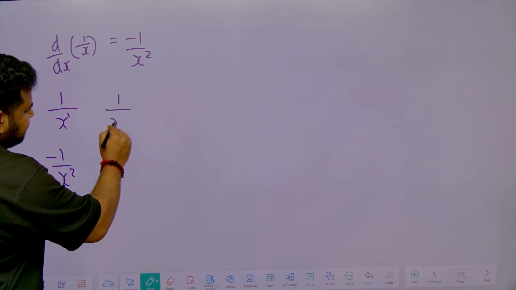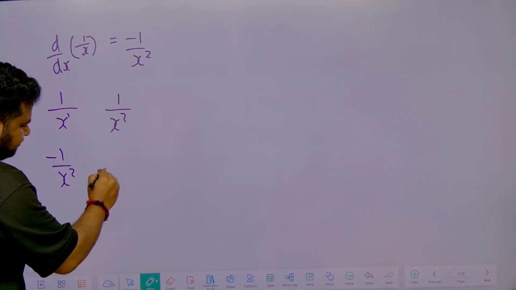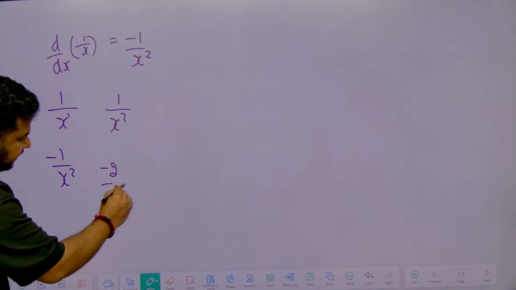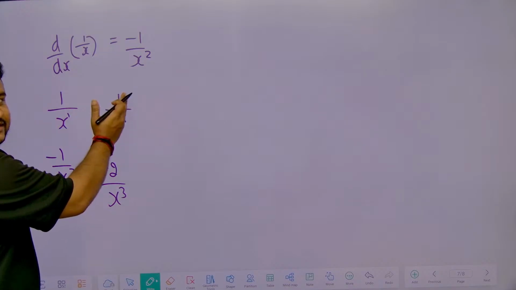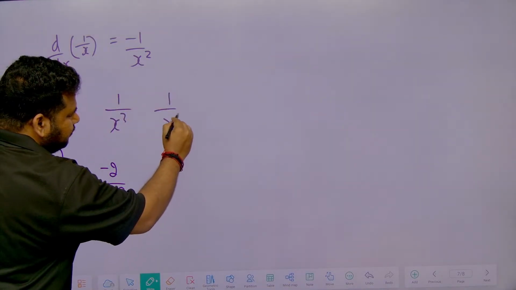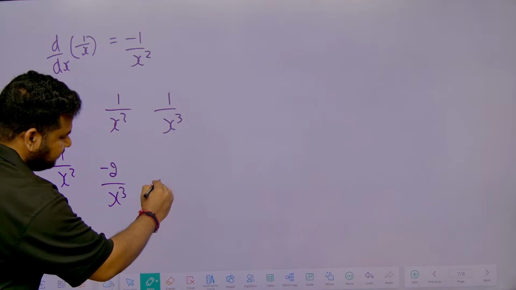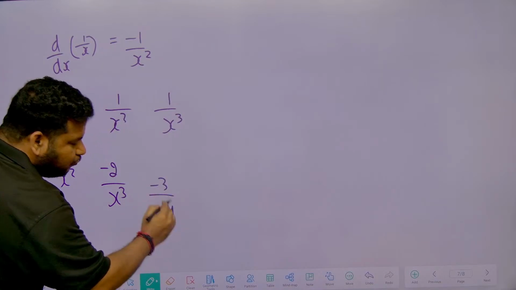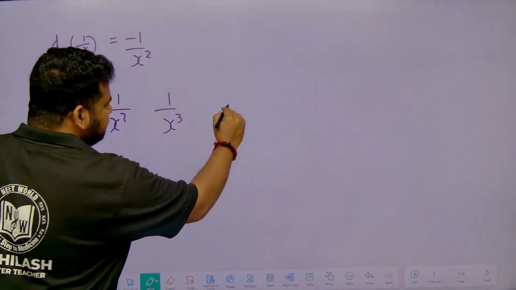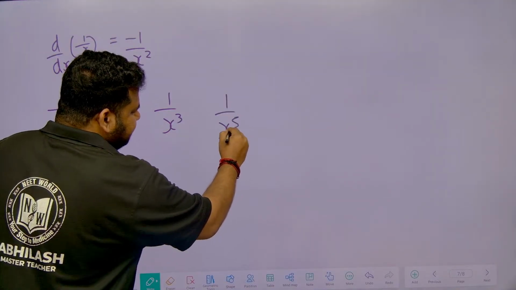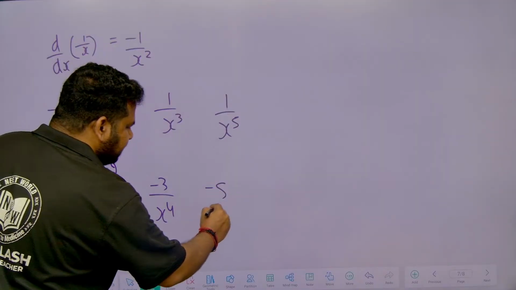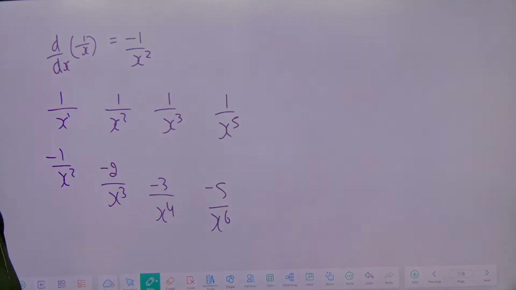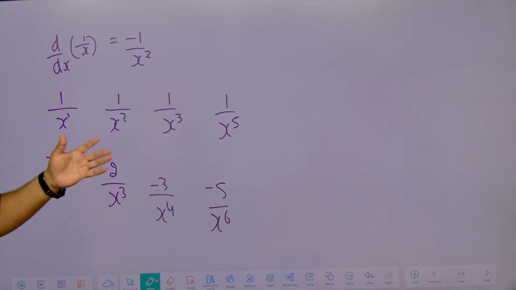Suppose I am having 1 by x square. What will happen? This 2 will go up in the answer. Minus 2 by x to the power of 2 plus 1, which is 3. Like this it will become. I am telling about d by dx of this. D by dx of 1 by x cube. Now 3 goes up. That will become minus 3 by x to the power of 4. If I am having 1 by x to the power of 5, 5 will go up, minus 5 by x to the power of 6. Don't need to memorize the formulas. Like this you understand the logic, it is very simple.